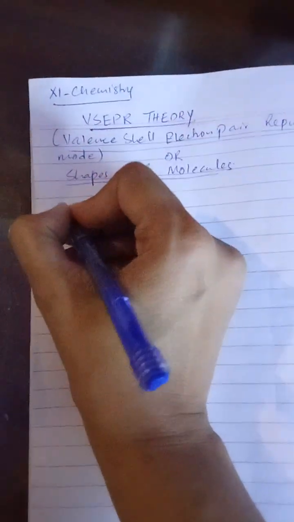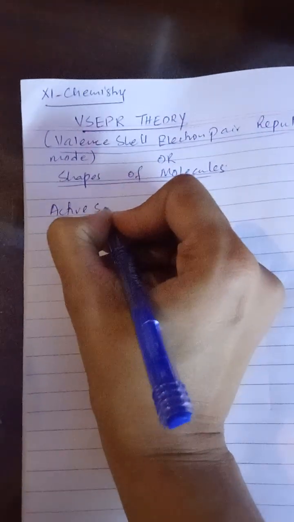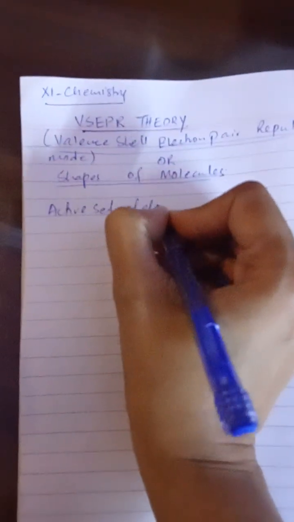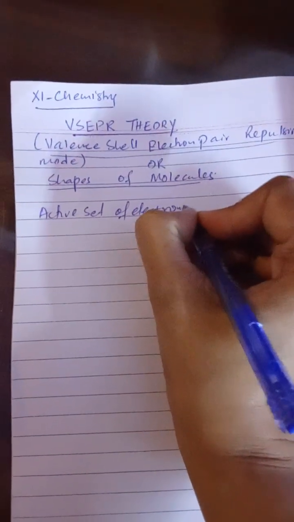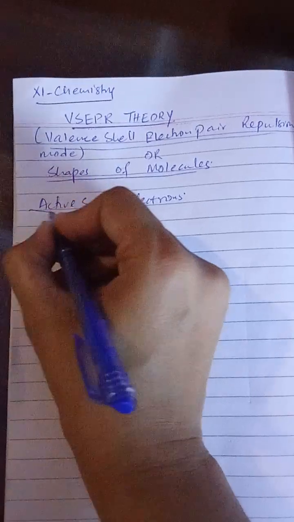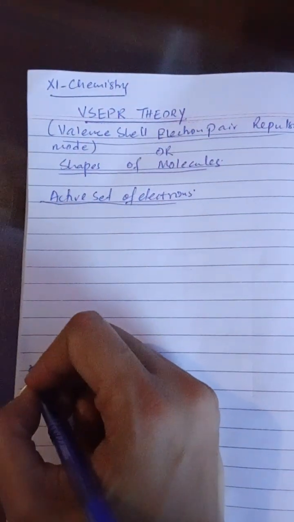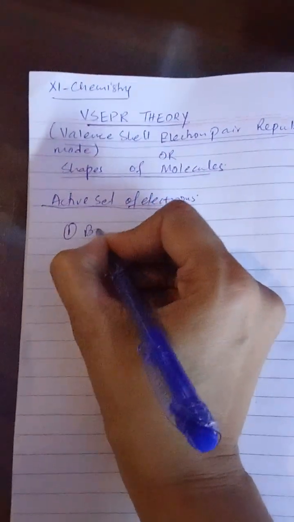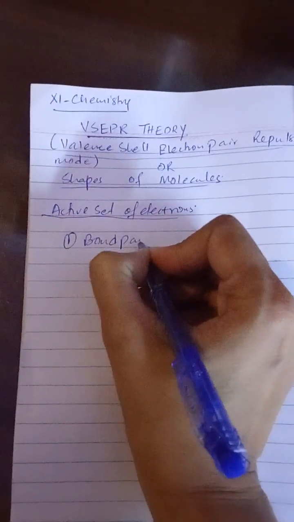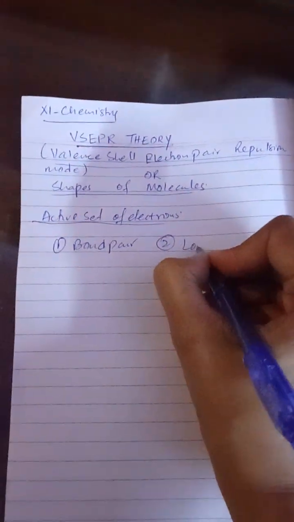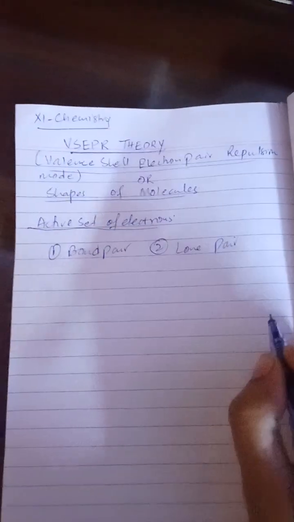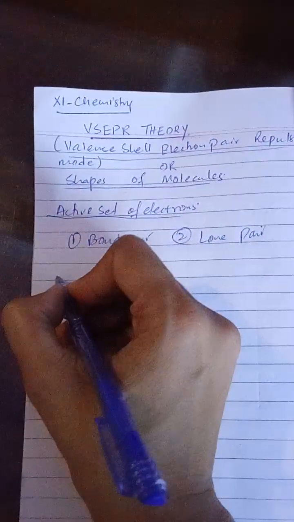As far as the VSEPR theory is concerned, first of all we should know about the active set of electrons. These are the active set of electrons of any particular central element that is present in a compound. We can divide the active set of electrons into two major categories. Number one, bond pair. Number two, lone pair.